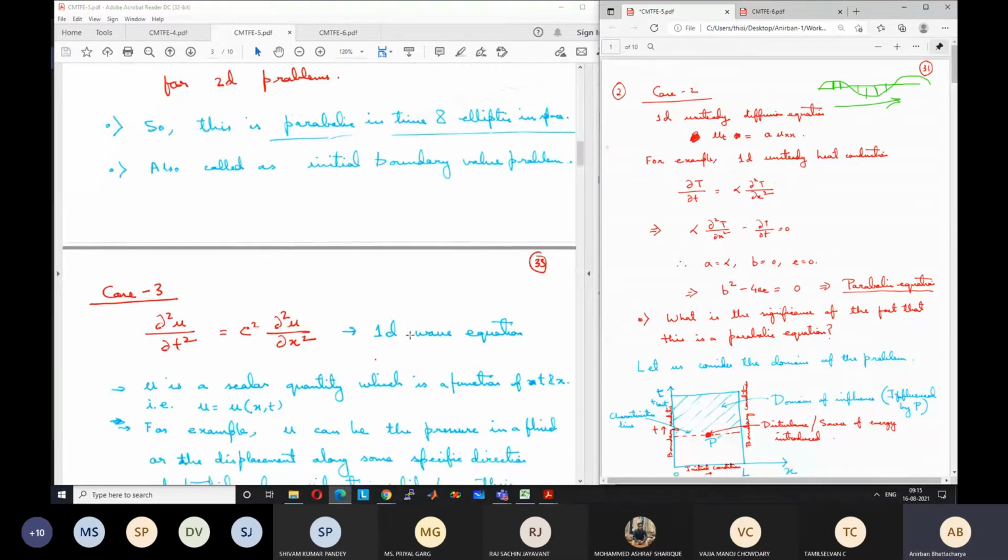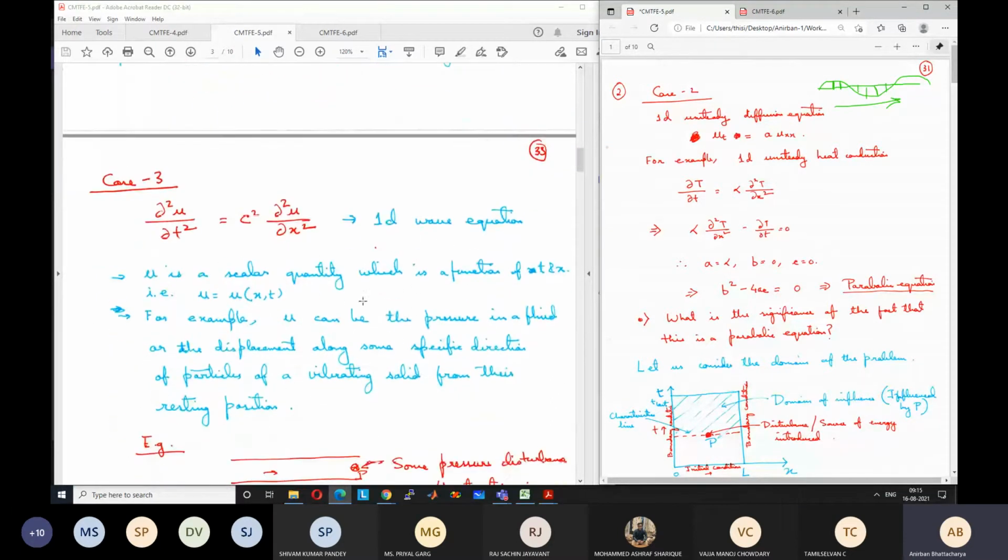So U is a scalar quantity which is a function of time and space, so U can be written as u(x,t). For example, U can be the pressure in a fluid or the displacement along a specific direction of particles of a vibrating solid from their resting position. It can also be some sort of vibration. Amplitude is the maximum vibration, so U is the displacement during the vibration.